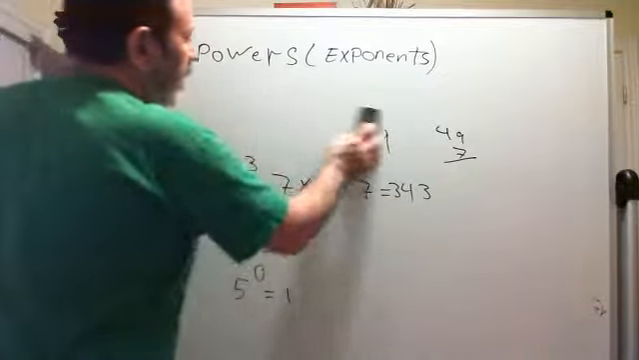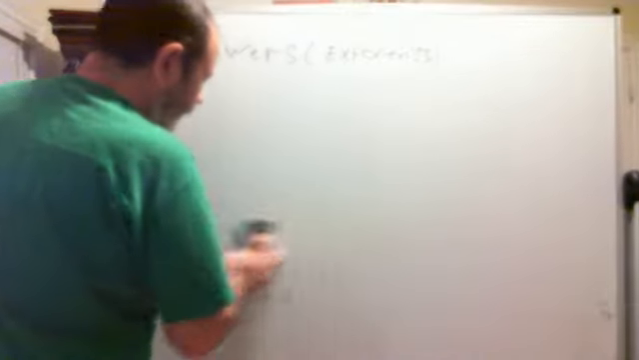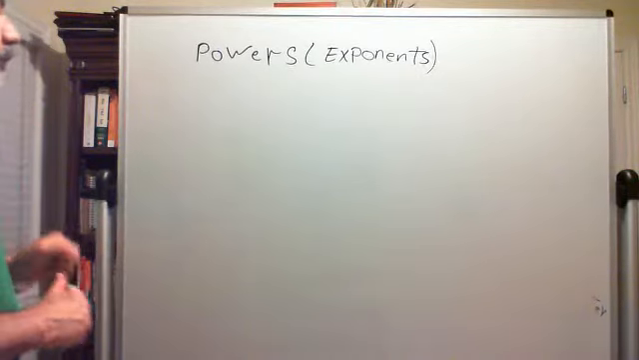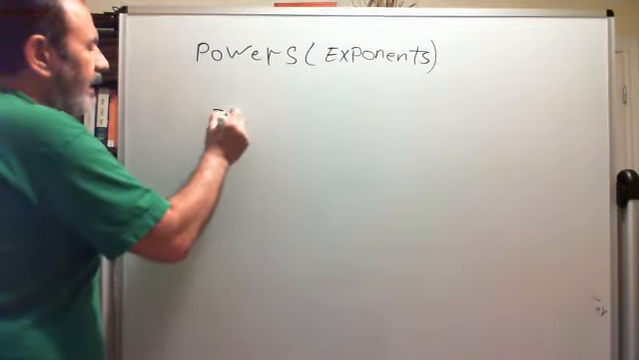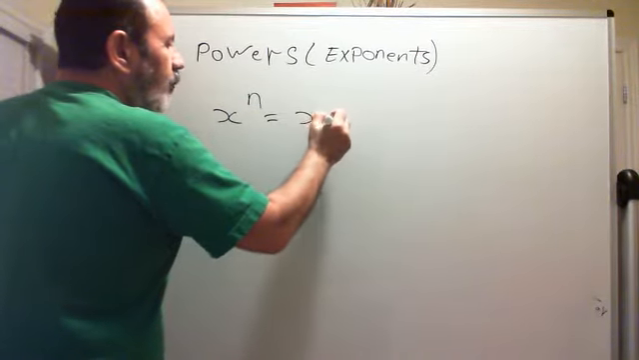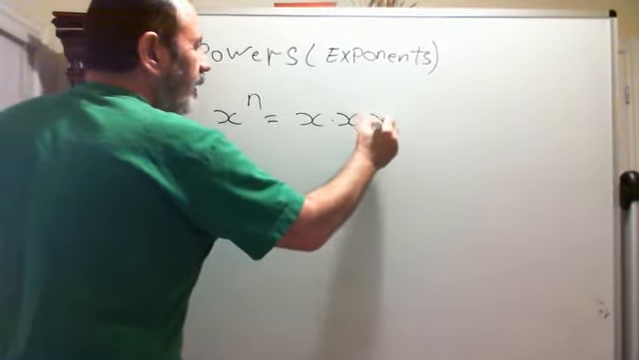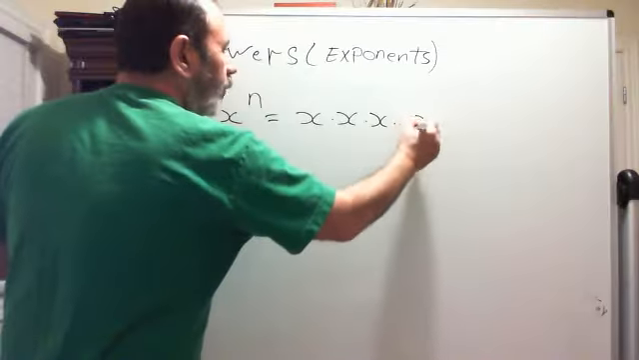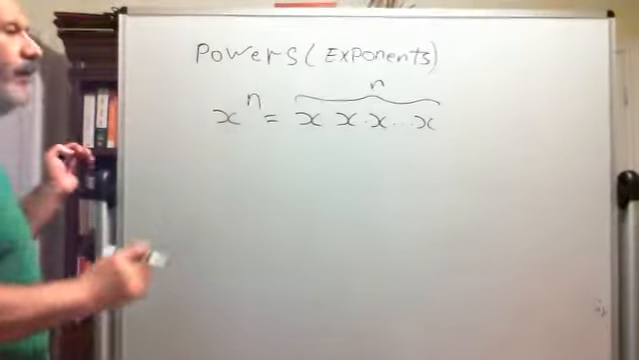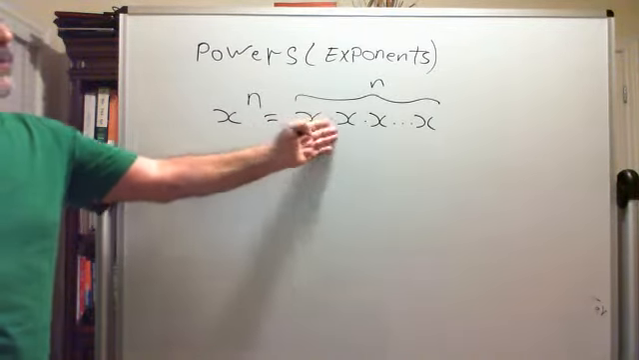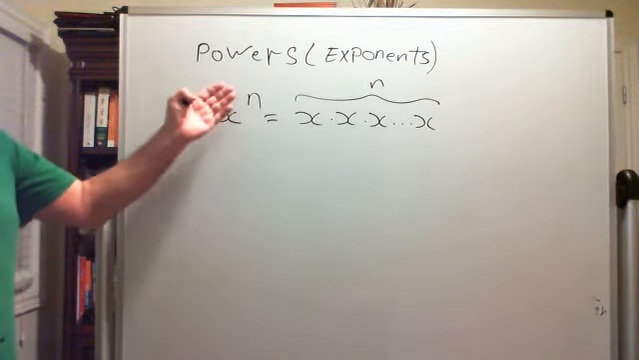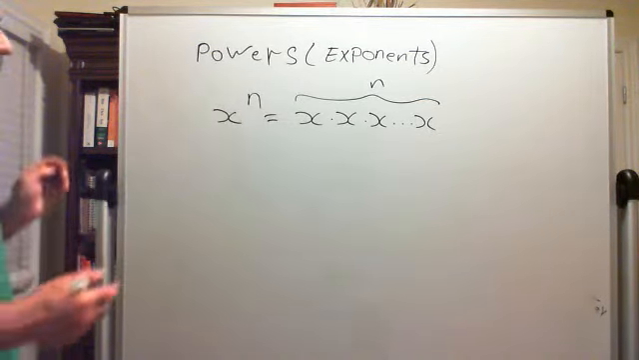I show the general formula. X to the power of n. It means x multiplied by itself. How many times? n times. Yeah, x to the power of n means x multiplied by itself n times. Then x is the base and n is the exponent.